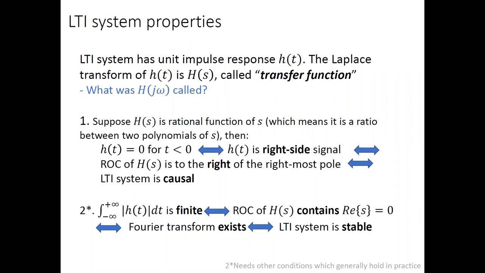And if that happens, then the Fourier transform is well defined. In other words, the Fourier transform exists, or the Fourier transform converges. The region of convergence containing the imaginary axis and the existence of the Fourier transform are equivalent to the finiteness of this integral, the absolute value of h of t dt from minus infinity to plus infinity. And all of these equivalent statements tell us that the LTI system is stable.